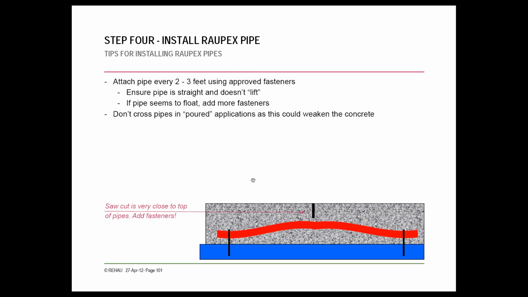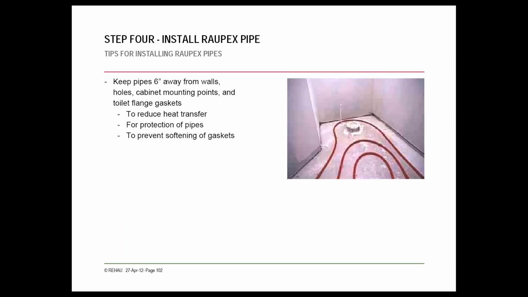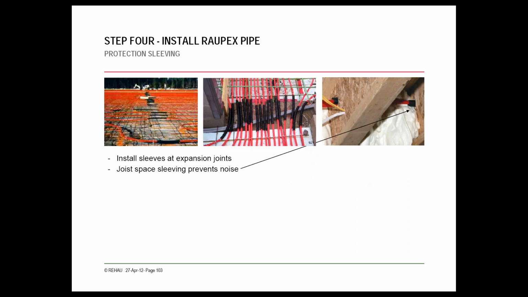As I mentioned before, you want to be careful with saw cuts or expansion joints to note wherever those are. Make sure the pipe is secured. If you're going to be doing a saw cut, make sure all the pipe in that area is secured to the down below it correctly. As I mentioned, avoid toilet gaskets or any other appliance that would be sensitive to heat. They've also mentioned here, if you know where cabinets are going to be and they're going to be permanent, no reason to put any piping underneath there. It's just going to be wasted heat.